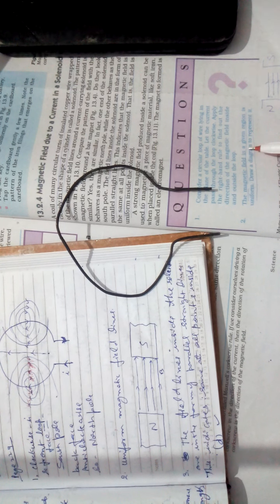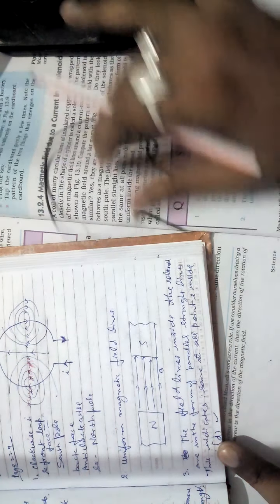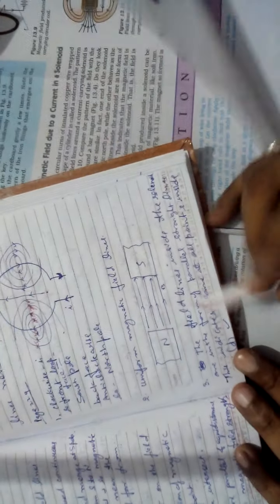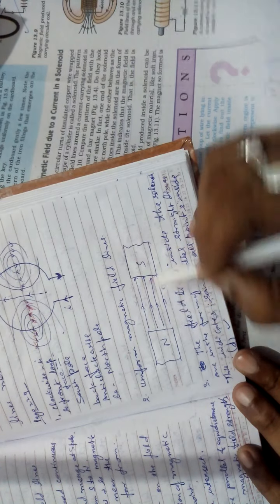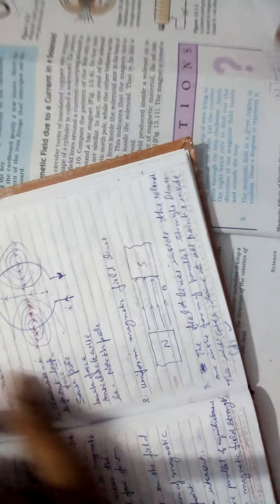Next one: the magnetic field in the given region is uniform. Draw the diagram. The diagram of a uniform magnetic field is this. This is the diagram of magnetic field lines in a uniform field. All are uniform, only north and south, from north to south, straight lines, at equal distance and parallel.